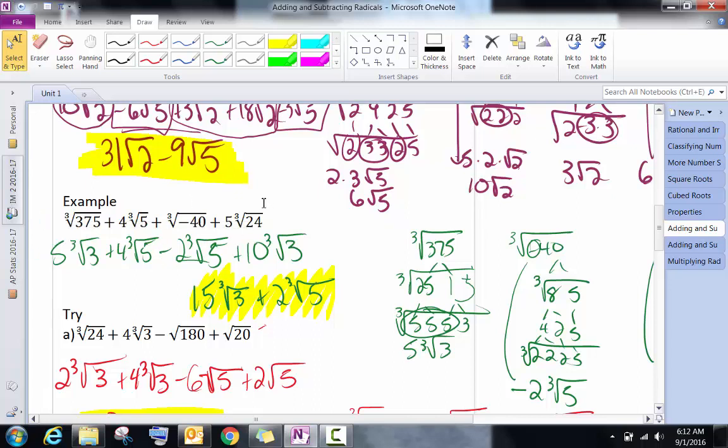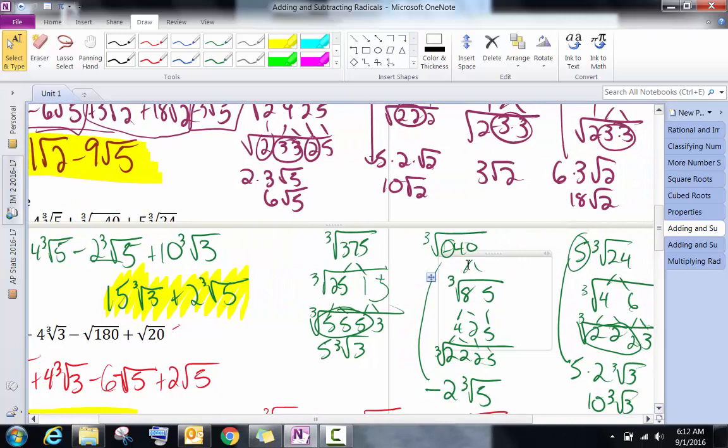Next one here, the cube root of 375, we can break that down into 3 5's and a 3. We're looking for groups of 3 now, because the index is 3, so we can bring out one 5, and the 3 doesn't have a group. So 5 times the cube root of 3. Negative 40. Remember, if we have a negative, we just bring out the negative as well, and then we ignore it. 40 can be broken down into 3 2's and a 5. We have a group of 2's, so we bring out a 2, and the 5 has no group, so it stays inside.